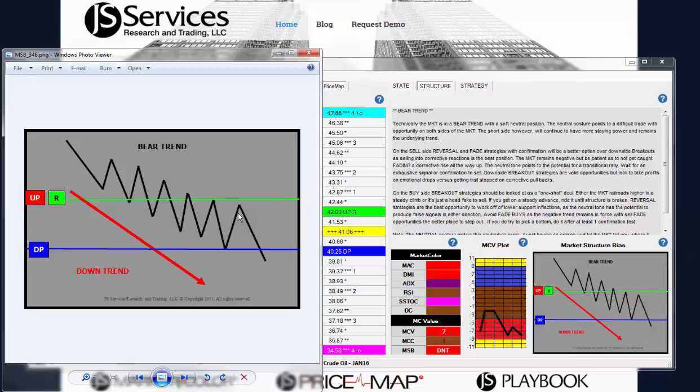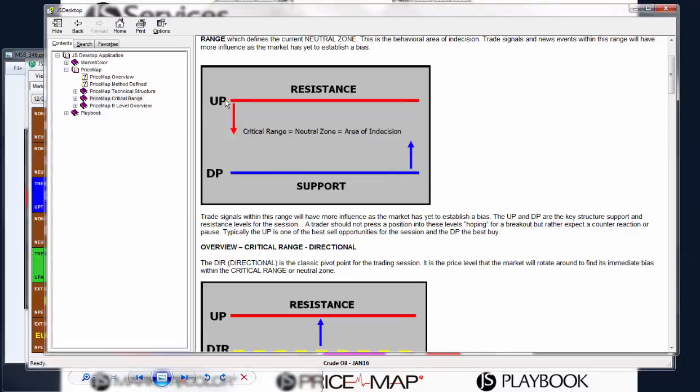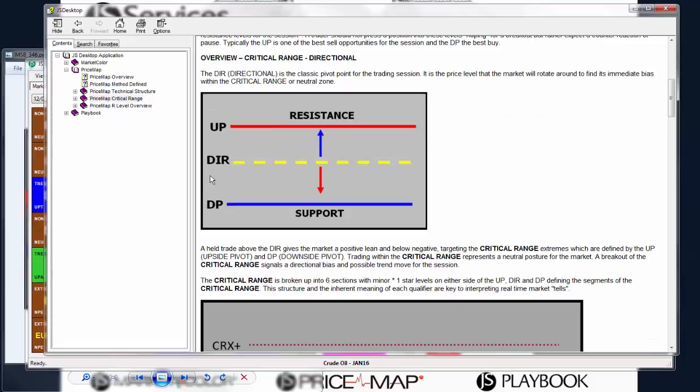This is market structure. So we have a backdrop of bear trend, and we have our structure points where we've defined the sentiment bias is equal to the top of our critical range, upside pivot. And then the downside pivot is representing that lower trough where we could see follow through to the downside. One thing about this critical range that's important, we have the extremes of the upside and downside pivot, and we also have a midpoint. And this is what we call our directional. It's more of a rotational number. Market's above the directional, it's leaning positive. It's below the directional, it's leaning negative.